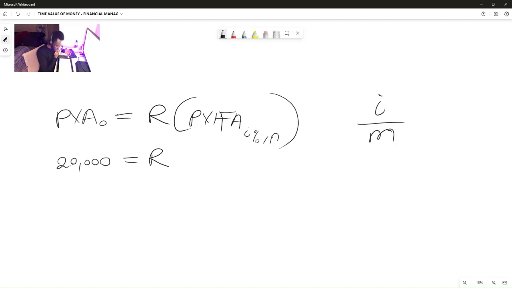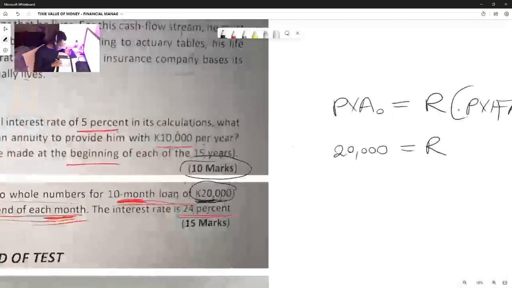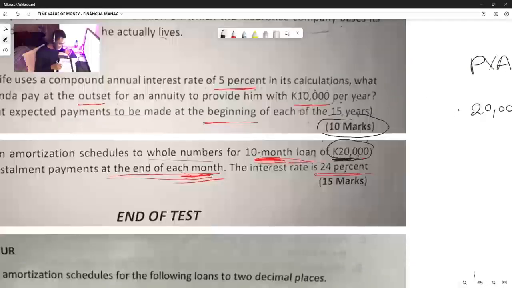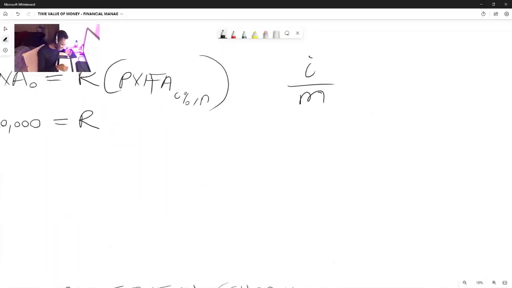So in this case, we know what our I is. In this case, it's 24%, so we're going to have to substitute that. In fact, to make this much easier, instead of using 24% directly, we're going to convert it into a decimal. So 24% divided by 100 gives us 0.24, which is basically 24%. Then we're going to divide that by M, the number of compounding periods per year.